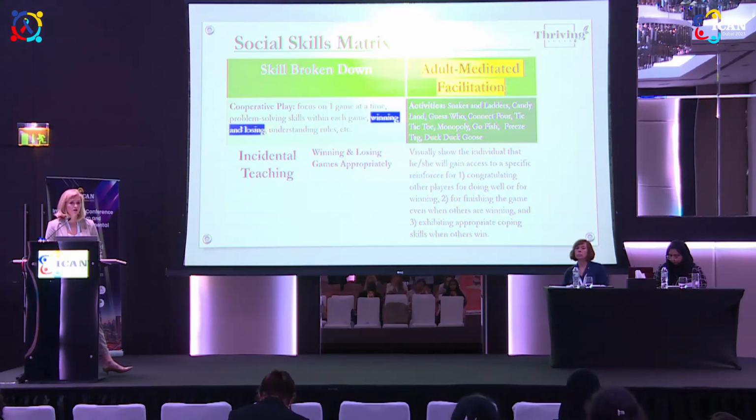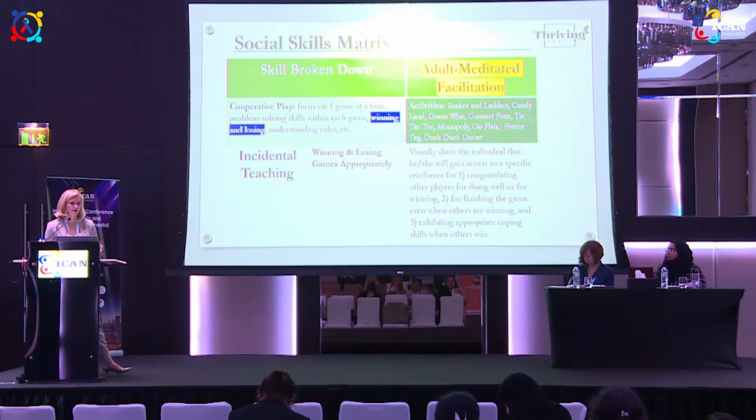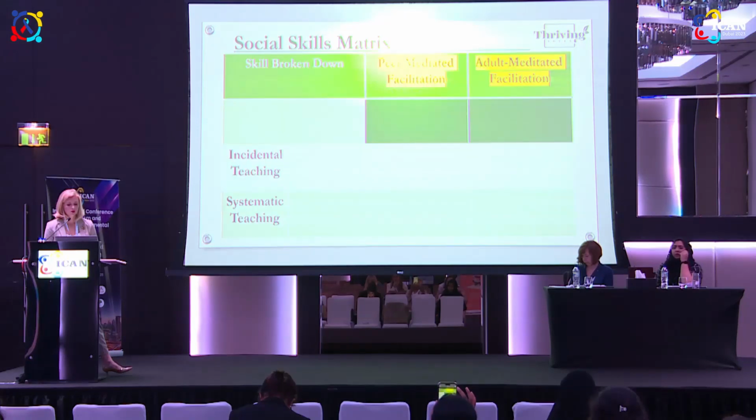So you could do this in the form of a token system or something like that. When they do exhibit these behaviors, even if you have to prompt them, you deliver a token, and then at the end, they receive their backup reinforcement. And you have to practice this lots and lots so that you don't get these problem behaviors related to losing. Okay?